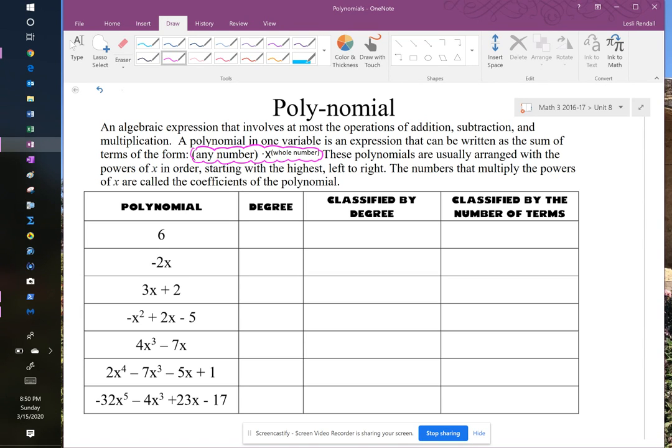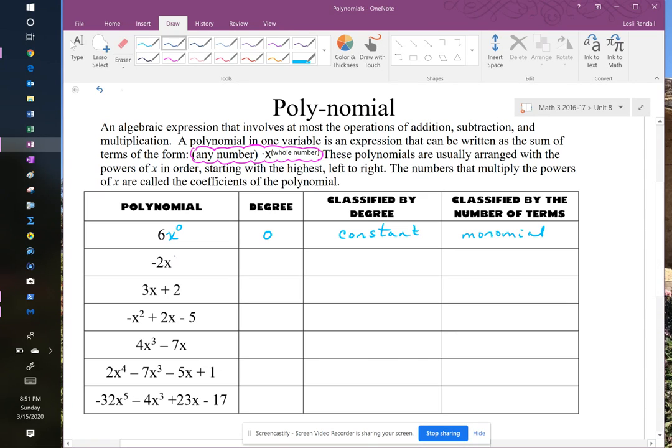So today we're going to look at different ways that we can classify them based on their degree or how many terms they have. So the first one that we're going to take a look at is the number 6. And I can hear you saying, Leslie, there's nothing there. That's just a number. But if I add 6x to the 0, it becomes a term of degree 0, and it is called a constant. And because it only has one piece, it is called a monomial.